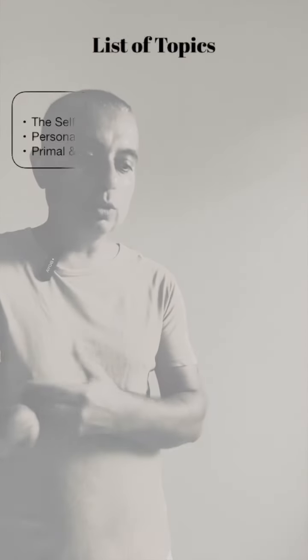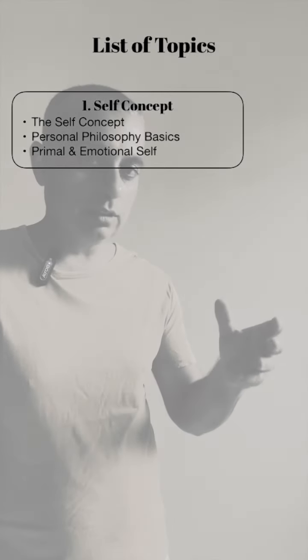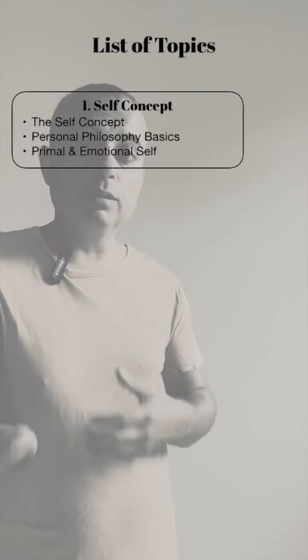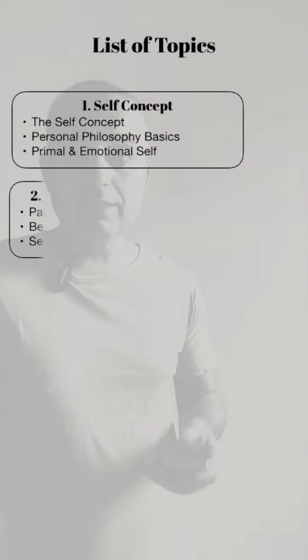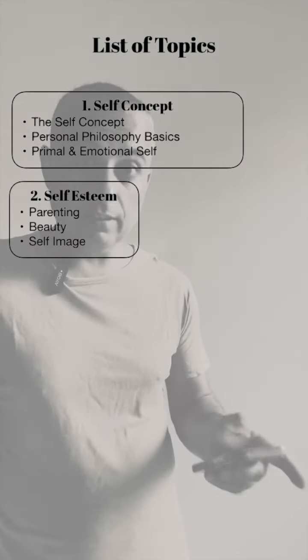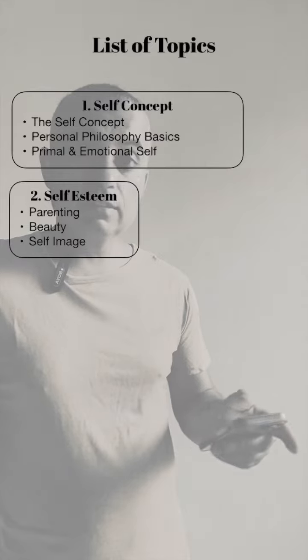The first 5 modules, they can be broken down into subcategories or subtopics. So for example, self-concept, right? This would comprise of studying the self-concept, different models, understanding personal philosophy basics, and understanding the primal self. The next one, which is self-esteem, would comprise of parenting, understanding the idea of beauty, and self-image.